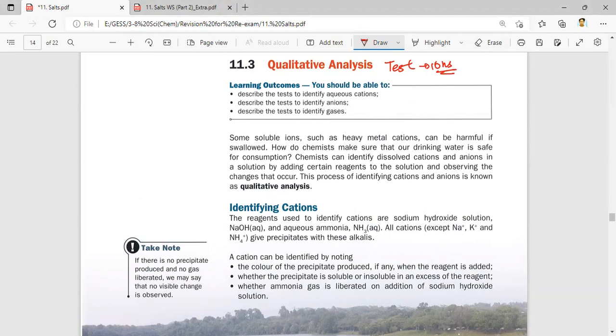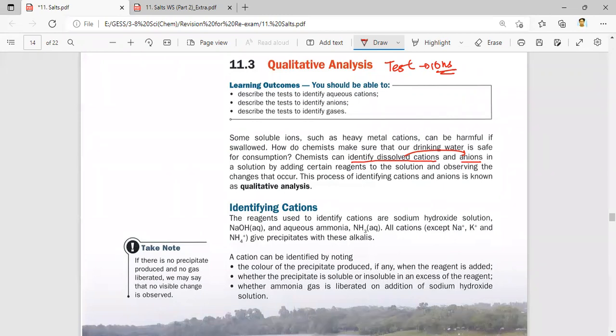Okay, so in the midst of this testing for the ions, there are some other things that you need to take note of. And what are they? We're going to go through them. Okay, so let's read through. Some soluble ions, such as the heavy metal cations, can be harmful if swallowed. So how do we make sure water is safe? We can actually identify the dissolved cations and the dissolved anions. So take note, when we do qualitative analysis, we're actually looking at the soluble cations and anions.